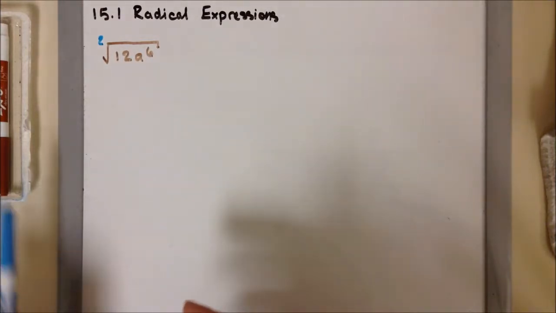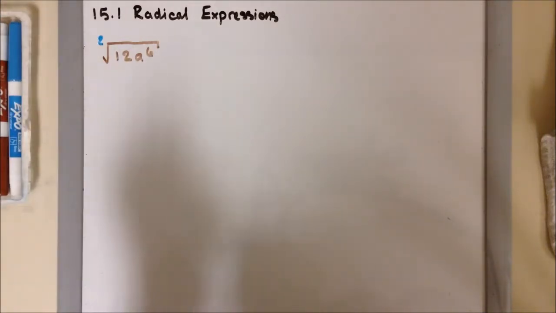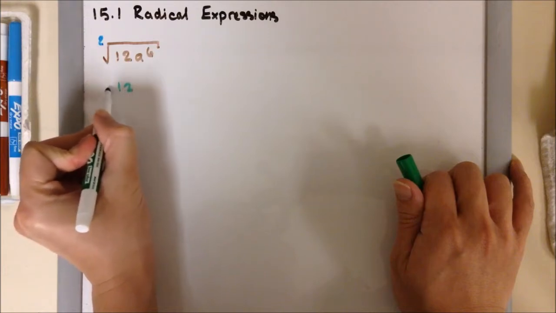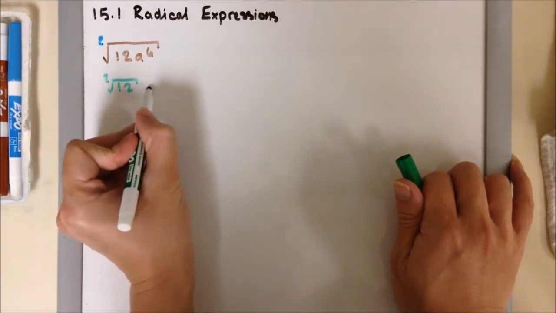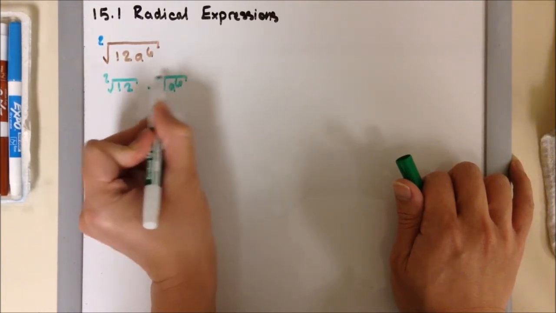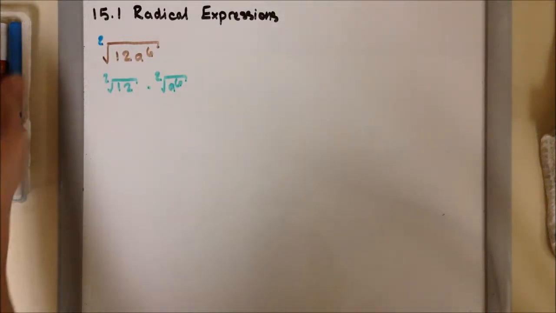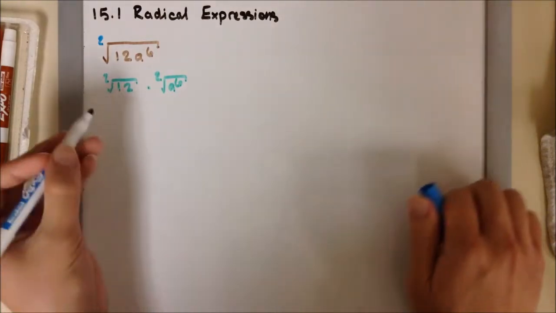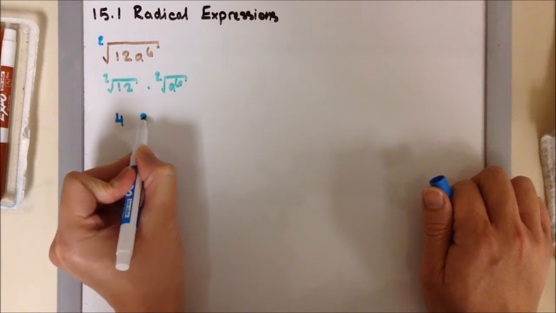So let's start off by breaking the number and the variable apart. So we're going to have the square root of 12, and I'm going to include my index. Alright, let's focus on the number first. The square root of 12 is not a perfect square, so we're just going to break it into two numbers, which is 4 and 3.